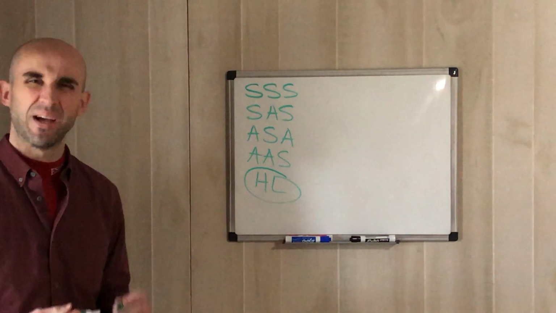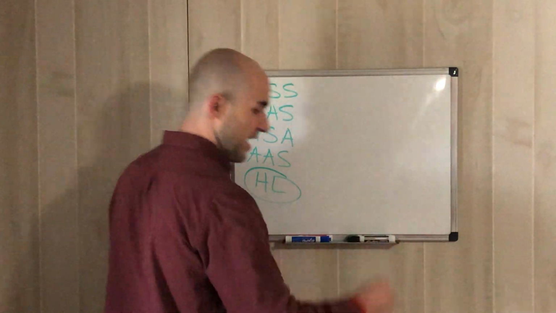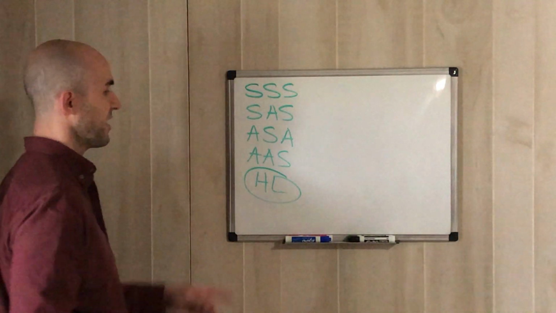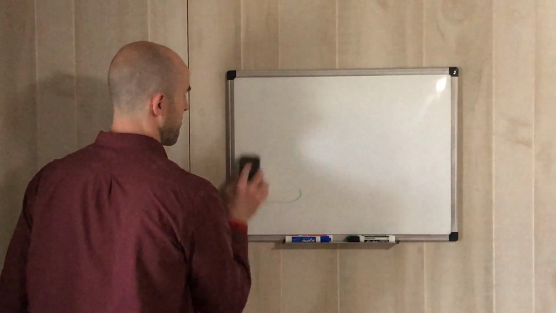Out of all of those, the only one that's different from each other is HL, because HL must be a right triangle. It's the only one that has to be a right triangle. For everyone else, it doesn't matter what kind of triangle it is, but HL has to be a right triangle. So now let's just do 5 practice problems, guys, just to see if you can get the hang of these.